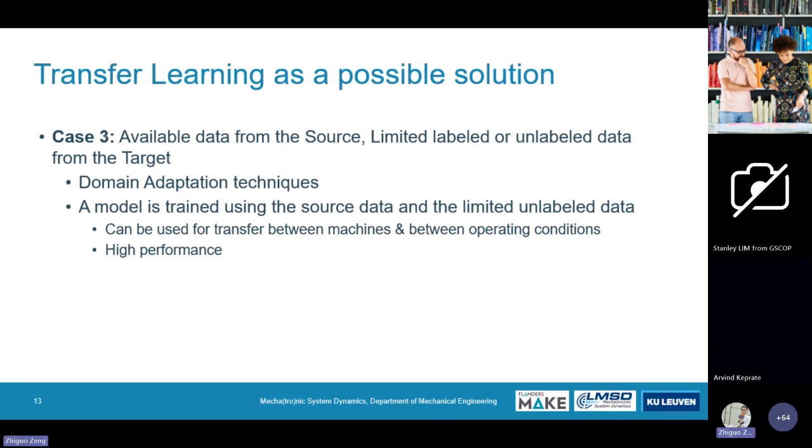And then we have the third case where we have available data from the source and limited labeled or unlabeled data from the target. And then using transfer learning techniques like domain adaptation, we can train the model on the source data and on the limited unlabeled data from the target, and then transfer it to the target domain. And this practically has a higher performance.